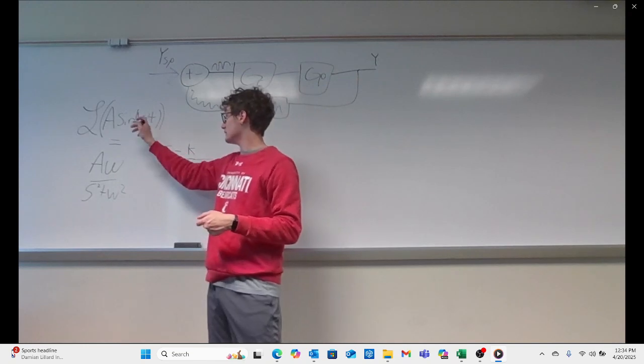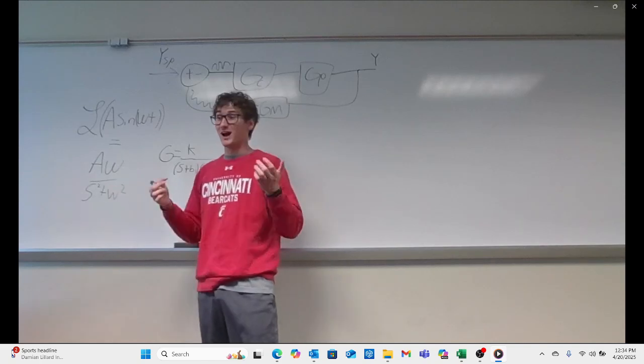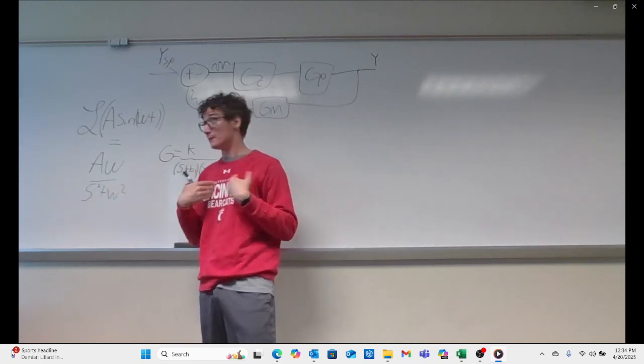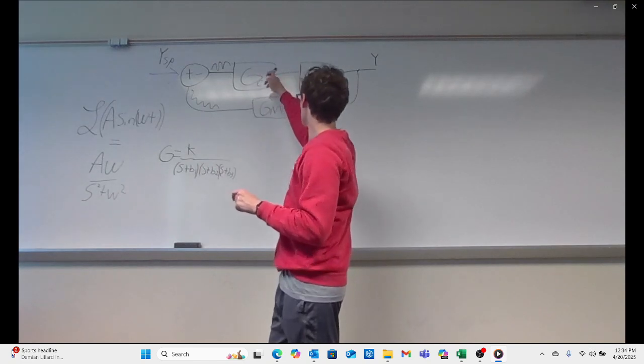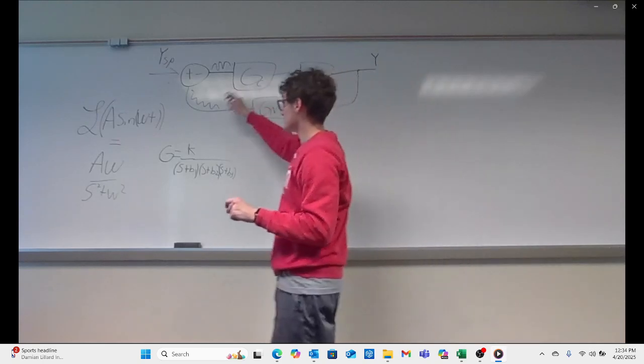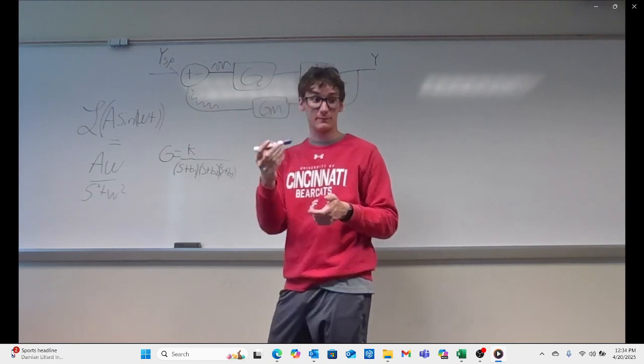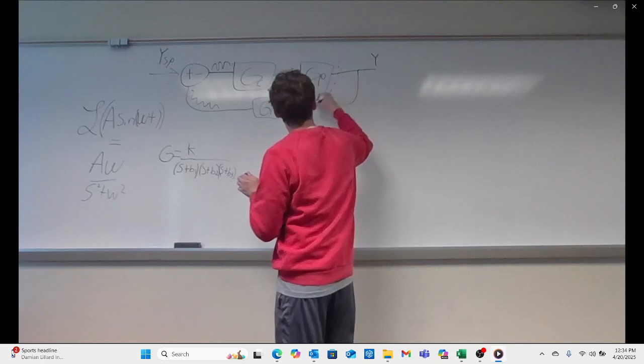So what we have here is writing out our function, and also showing that the Laplace transform of sine wt equals w over s squared plus w squared. We have our set point, Y_SP, which goes through our controller and then our process before it reaches y, and then once it goes back to the measurement, it returns a sinusoidal function.